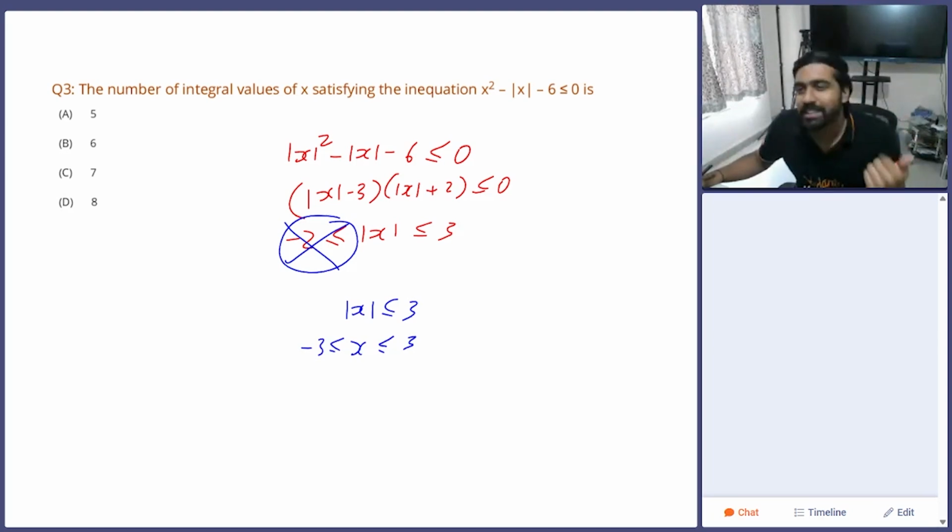How many integers do you have? Minus 3, minus 2, minus 1, 0, 1, 2, and 3. Total 7 integers. Option C will be the answer. This, I will say, is a very easy question.